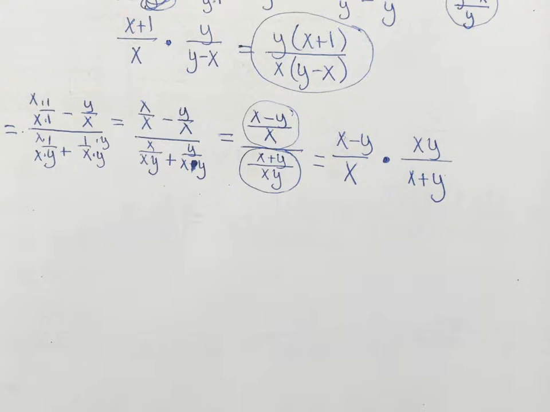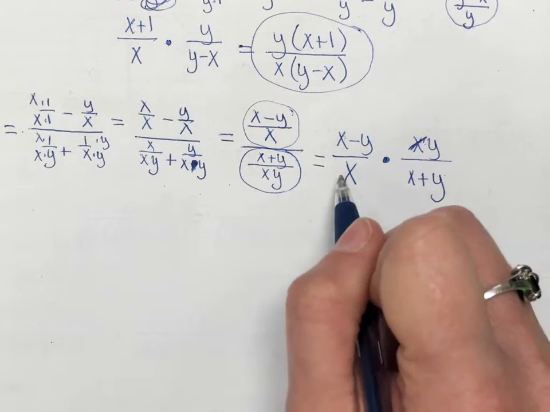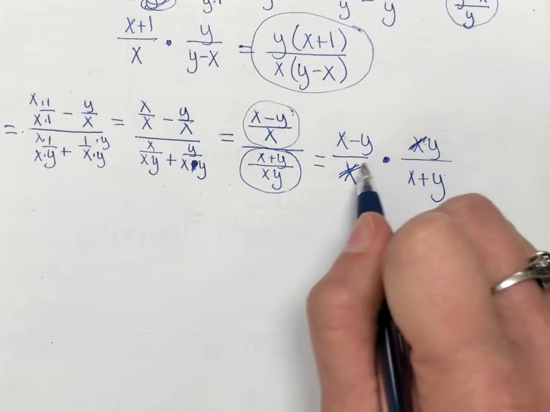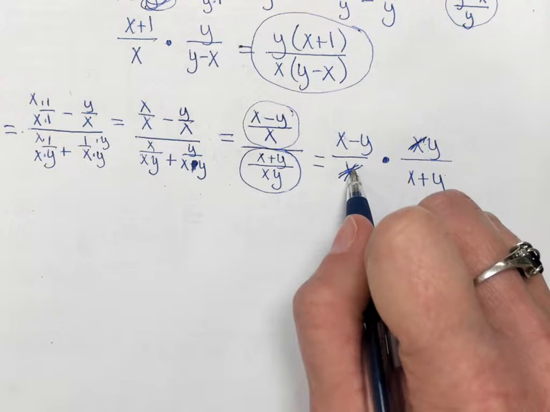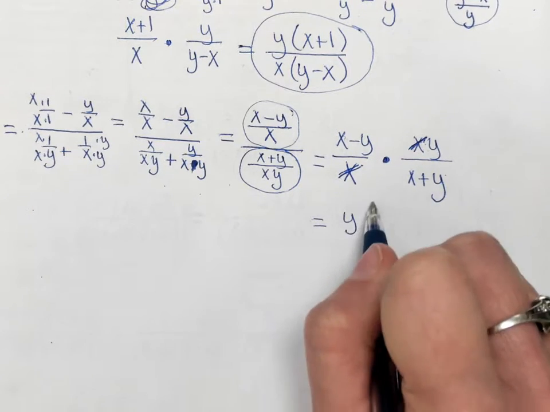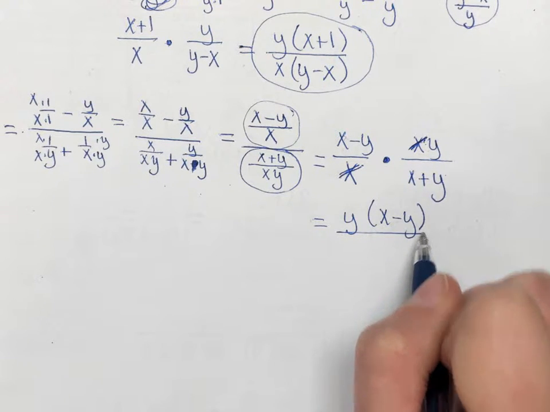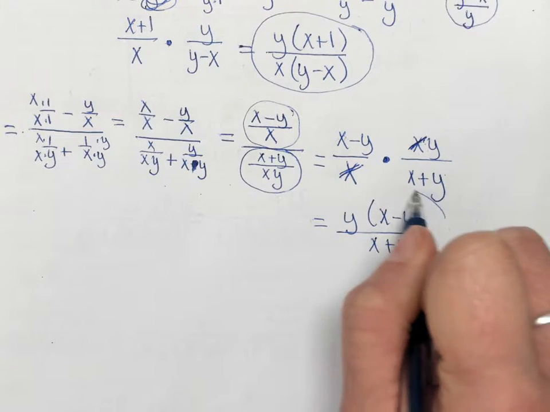No, you do not want to distribute anything yet because I see something that would cancel. So if you want to smush them, you can. Or if you see something that reduces, you can. Do you see anything that reduces? The x's, right? Why do those cancel? Because the only operation you're doing between them is multiplication and division. So they will cancel out. So that will leave you with a y in the front and an x minus y in parentheses, and then just an x plus y on the bottom.